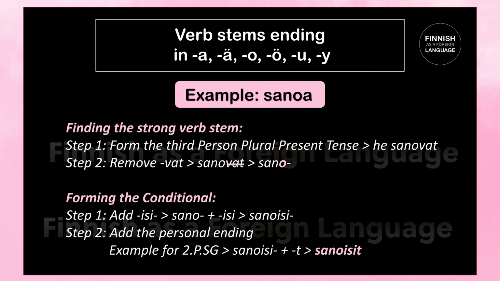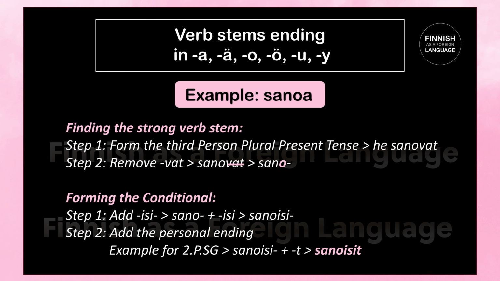Then step number 2, again we add the personal ending we need. For example, let's take the second person singular. So that would be sanoisi plus t is sanoisit. This is the conditional mood, second person singular of sanoa, and it means you would say.